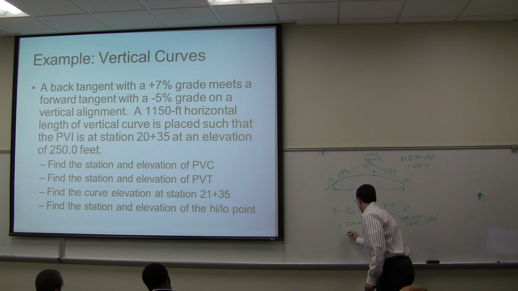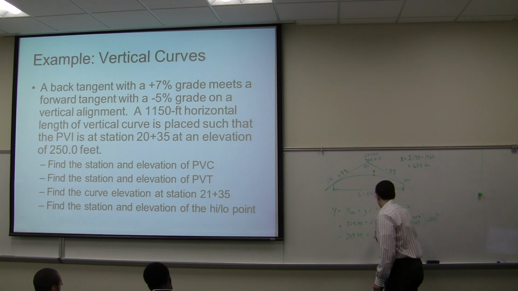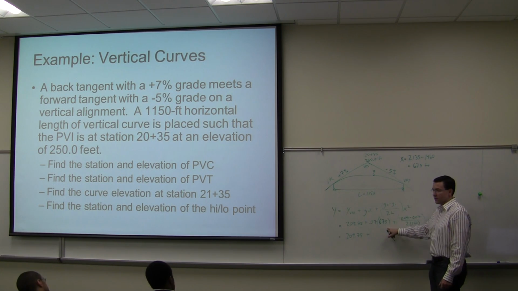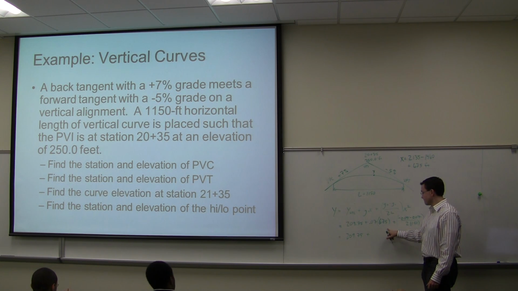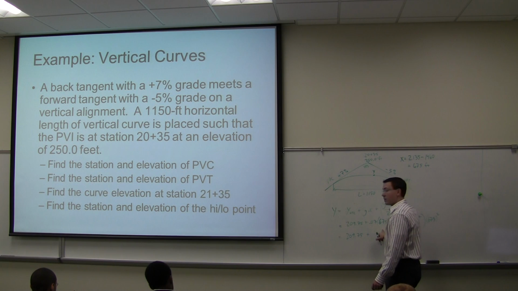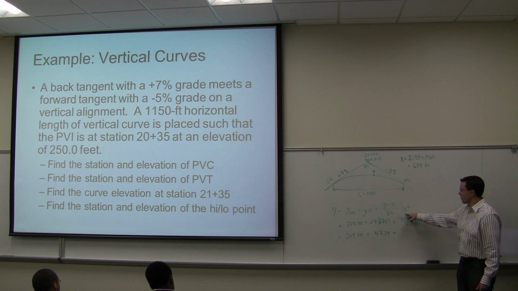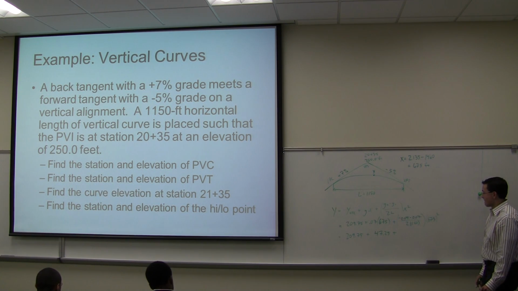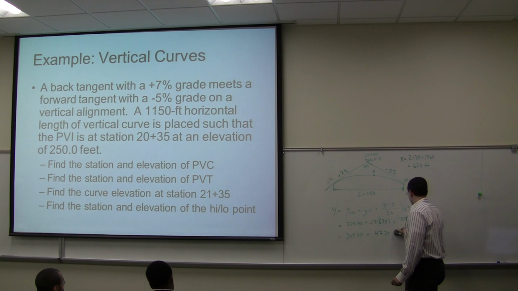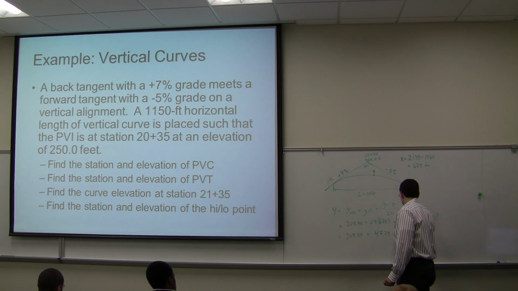Keeping those terms separate, 209.75. What's 0.07 times 675? 47.25. What's the last term? Negative 23.77.